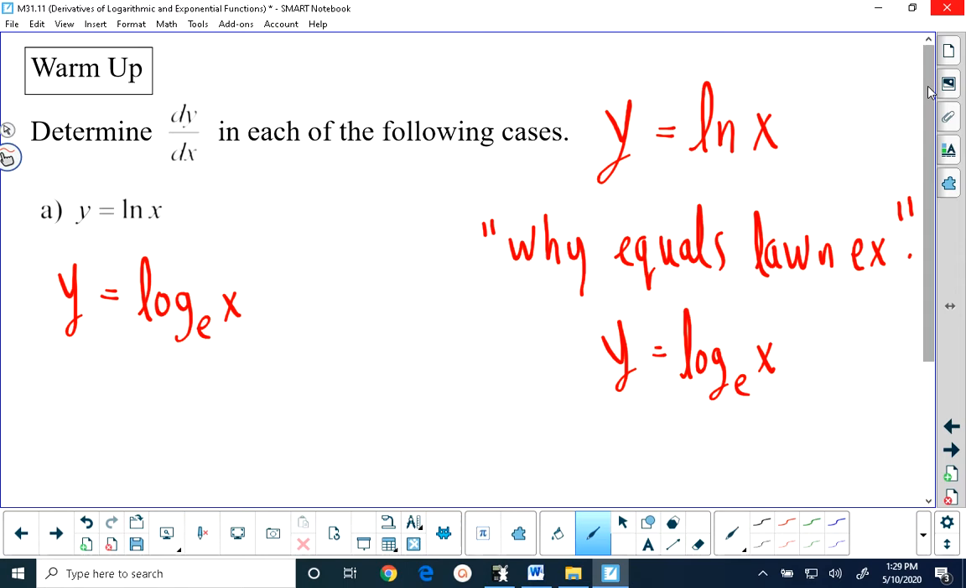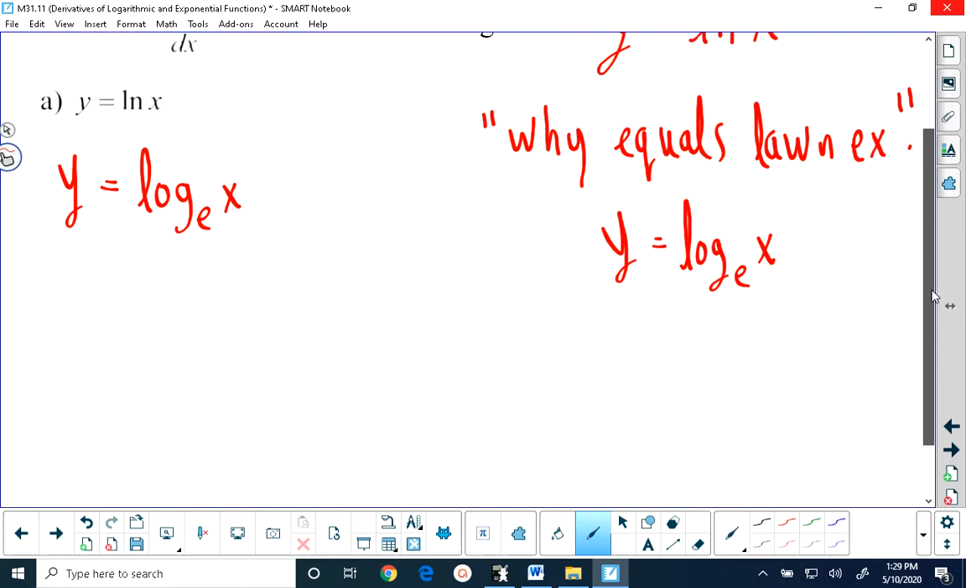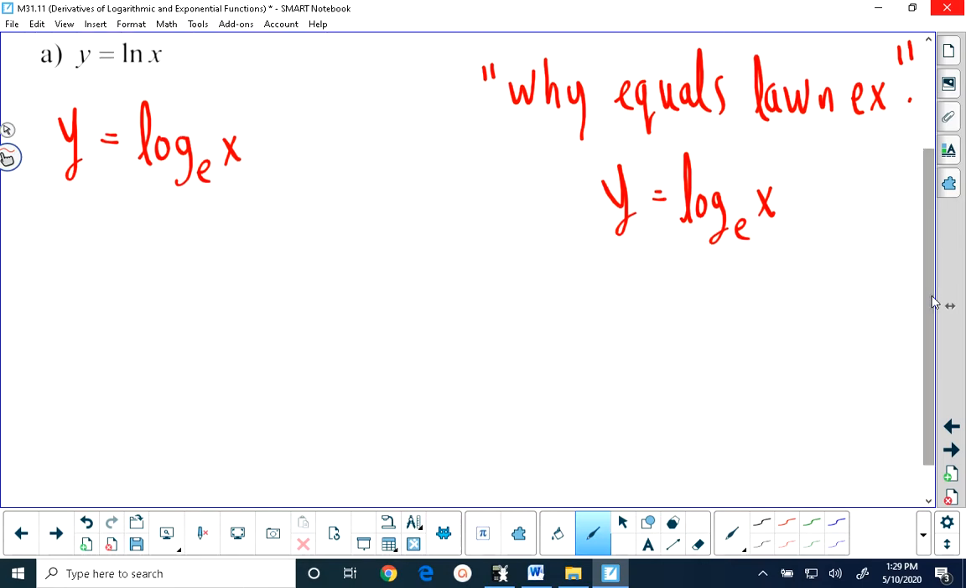And I'm going to remind you of something from Math 30-1. When you have a logarithmic expression or equation and you don't know how to proceed, it's best to write it in exponential form. So remember that when you have y equals log base b of x, that means that the base raised to y is equal to x. And although you do not know how to differentiate a logarithmic expression, you do know how to differentiate this expression.